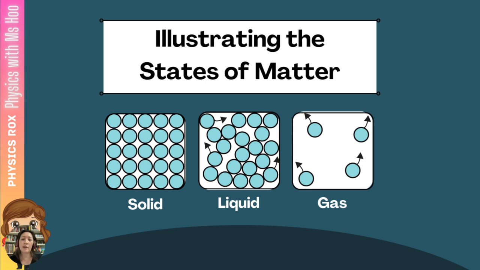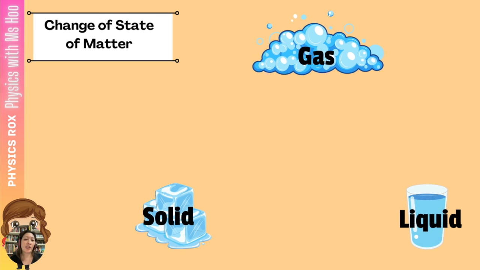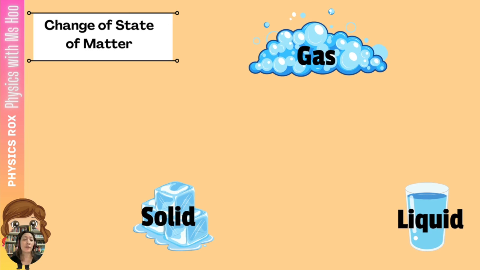For the gas particles, on the other hand, you have to draw the particles very far away from each other in random positions. To finish up this lesson, let's go through the changes of the states of matter. Here we have solids, liquids, and gases, and we're taking water as our example of the material being observed. By now, you should already know this, so this is just revision for you.